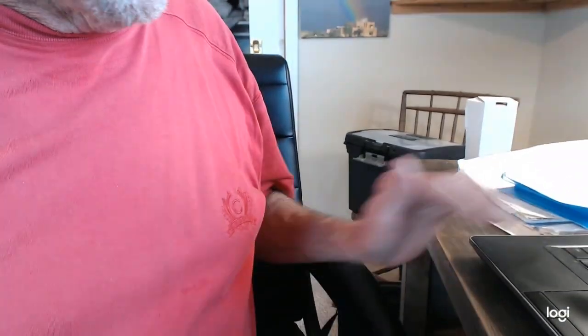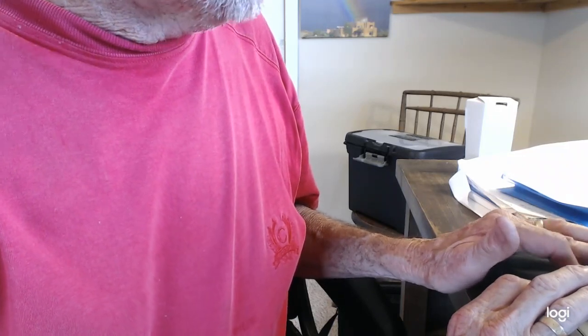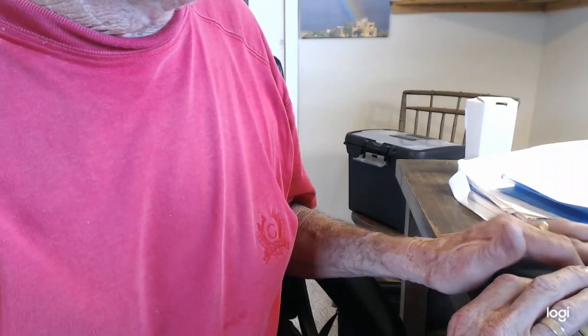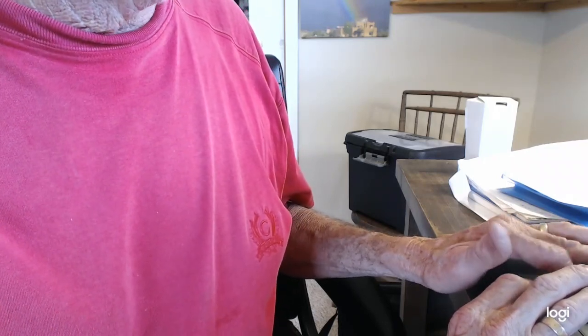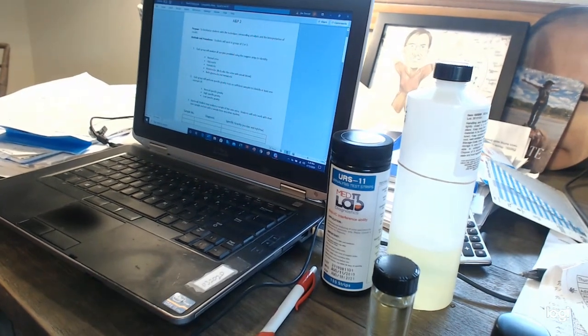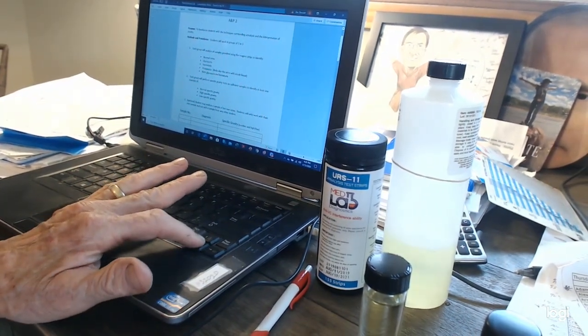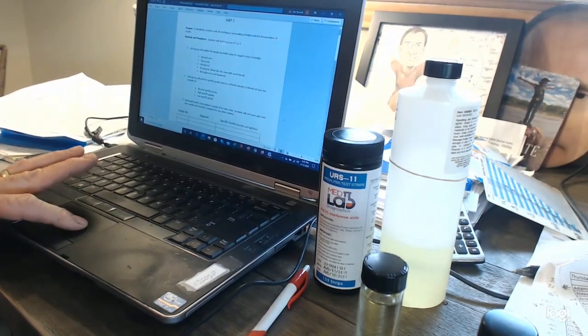First thing you're going to want to do is go to your Canvas site, and under labs, you're going to have the Renal Urinalysis Lab. And it has a lot of things on here. See this, if I can get on the screen there. The Renal Urinalysis Lab has all of the things that we would be doing if we were there.